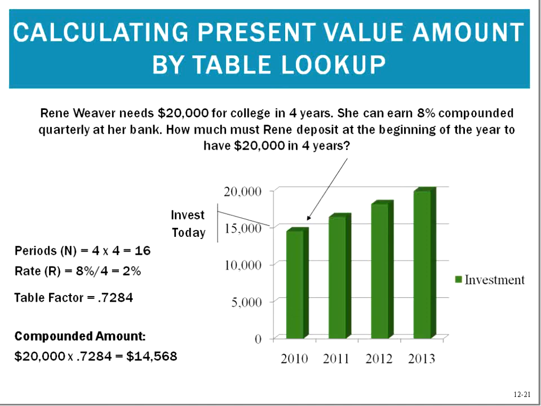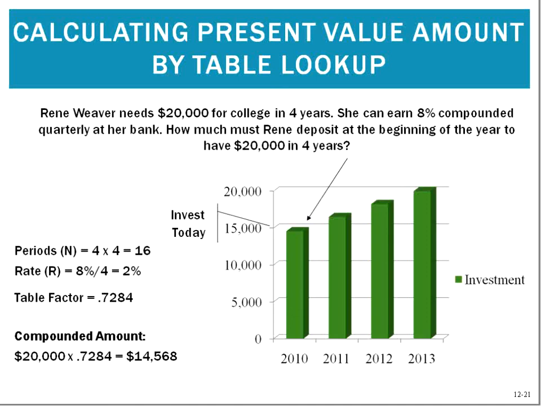Number 1, find the number of periods. 4 years compounded quarterly. Quarterly means times 4. 4 times 4 is 16. Okay? Rate. If we times by 4, we have to divide by 4 for the rate. So we have 8% divided by 4, which is 2%. So we look up on our table 12.3, we're going to look up 16 periods and 2%, and we're going to get a table factor of 0.7284.